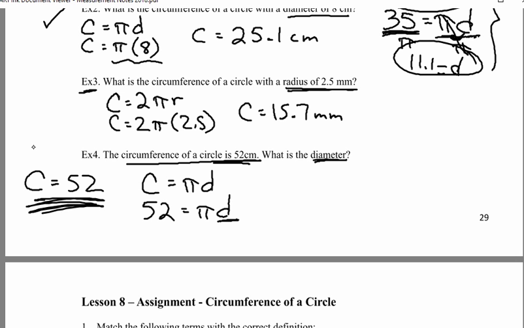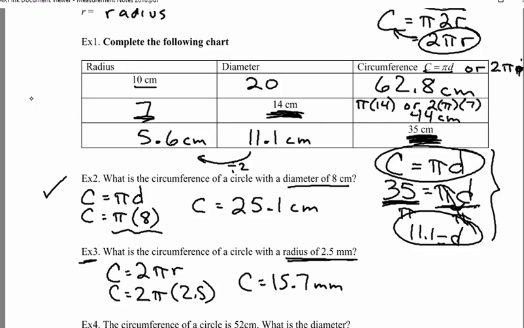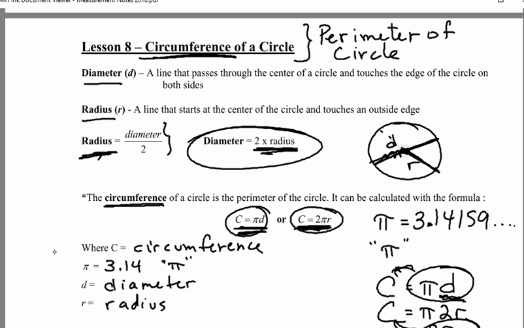If we want to solve for diameter, we want to get it by itself, get rid of pi, by dividing, and our diameter, 52 divided by pi, works out to be 16.6 centimeters. So circumference of a circle, special formulas to use, but circumference of a circle is just the perimeter of the circle. Different than straight edges, but still manageable.